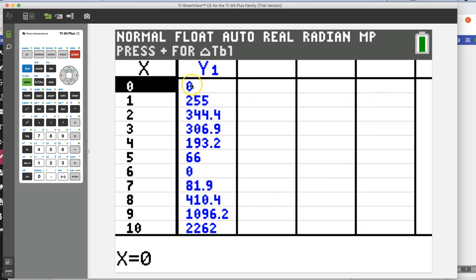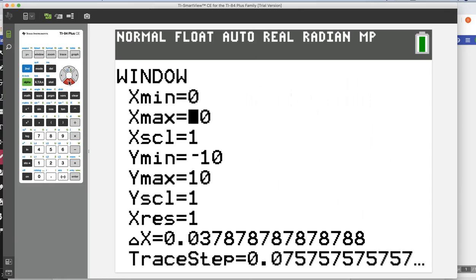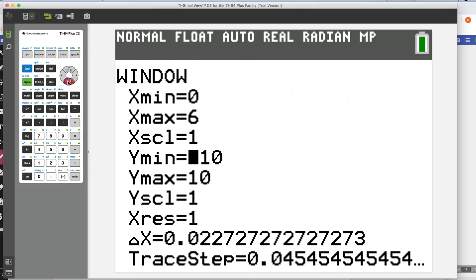And when we look at the y values between 0 and 6, we see values that at a highest value appears like 344. So I will go to my window screen. The x-min I'm going to label as 0 because our interval is from 0 to 6. The x-max I'm going to list as 6. And then the y-min I'll leave at -10. But the y-max I'll maybe just put in 350. Because in the table, again, we saw a high y value of 344.